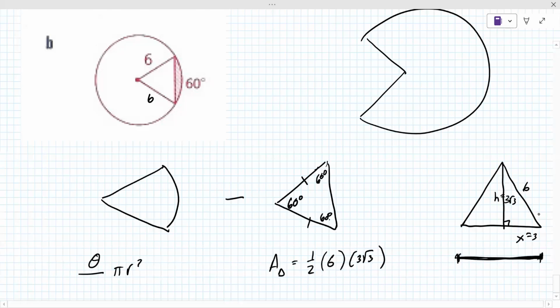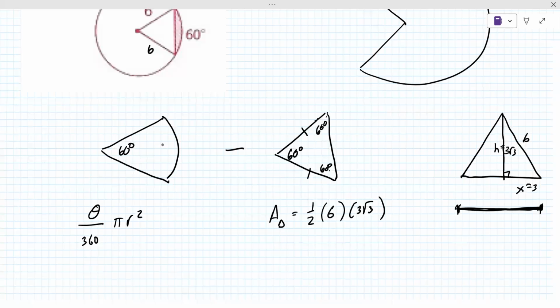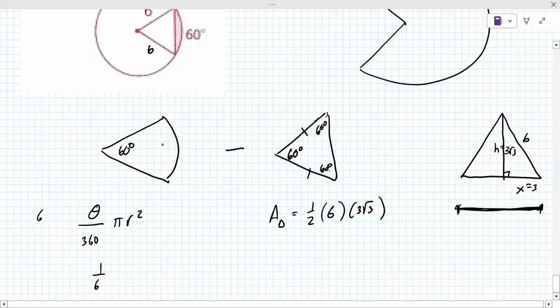It's pi r squared, but we don't want the whole circle. We just want a slice of it. Rather than trying to figure out how many slices go in, you use the angle. What is the angle in here of this? 60 degrees. So it ends up being 1/6, 60 over 360, pi 6 squared.